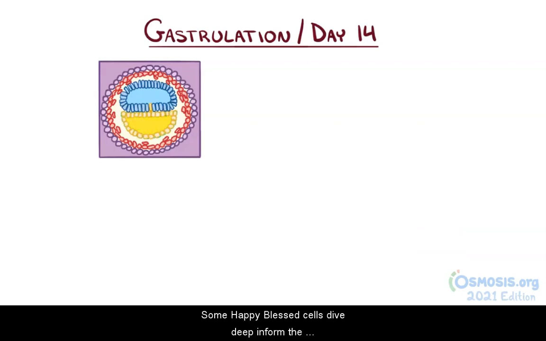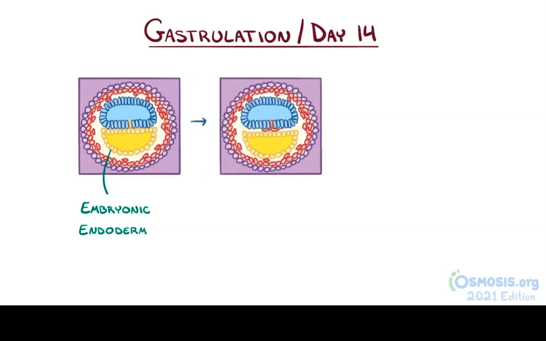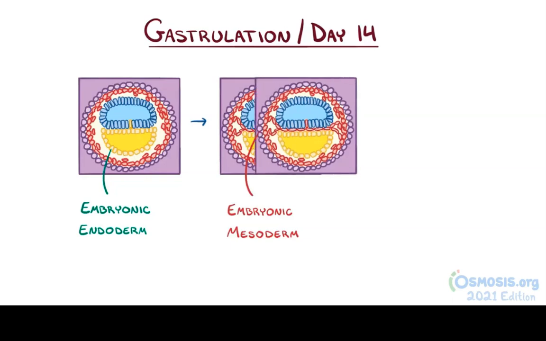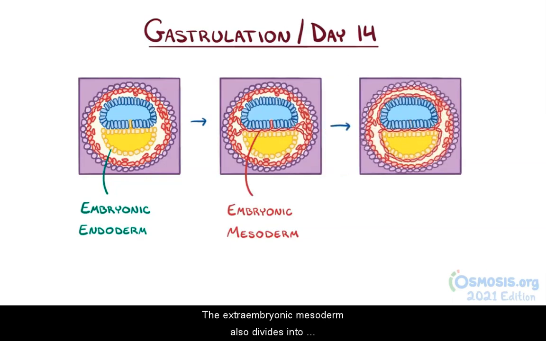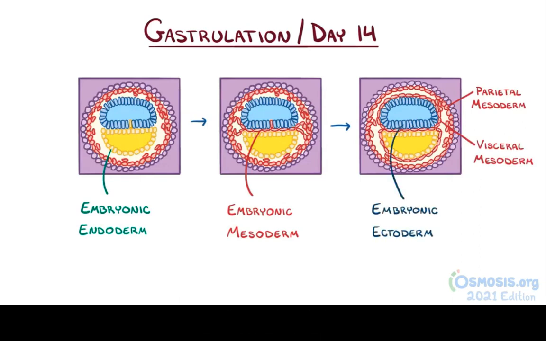Some epiblast cells dive deep and form the embryonic endoderm layer, and these freshly differentiated endoderm cells quickly replace the ventral hypoblast cell layer. Other epiblast cells take a more shallow dive and form the embryonic mesoderm layer, which meets up with the extra embryonic mesoderm layer that was created earlier from the epiblast. The extra embryonic mesoderm also divides into two layers, the parietal mesoderm and the visceral mesoderm. Finally, the epiblast cells that don't dive into the groove at all form the embryonic ectoderm layer.